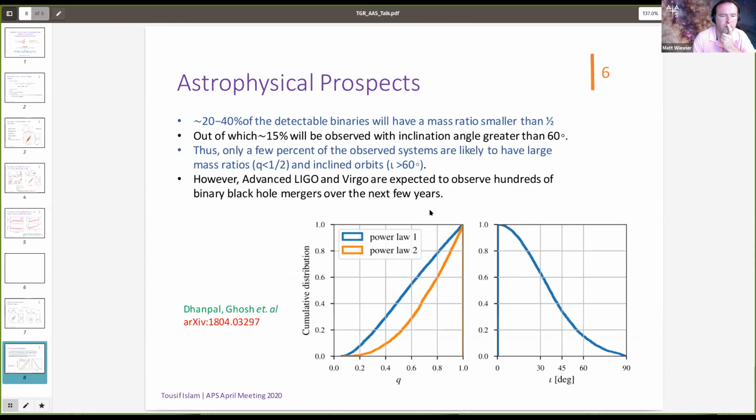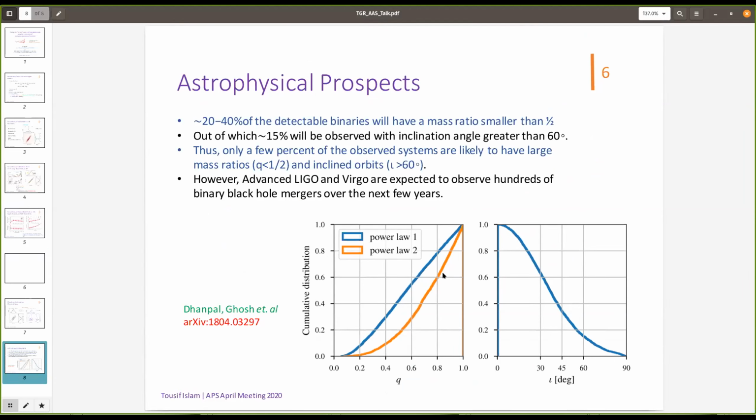Finally, I'll stop with this slide here. Here we do a crude population study, and we use two different power laws used by LIGO for the binary black hole populations for M1 and M2, and we find that almost 20 to 40% of the detectable binaries will have a mass ratio that is smaller than 1/2, which is when we get the better accuracy, out of which 15% would be observed with inclination angle greater than 60 degrees.